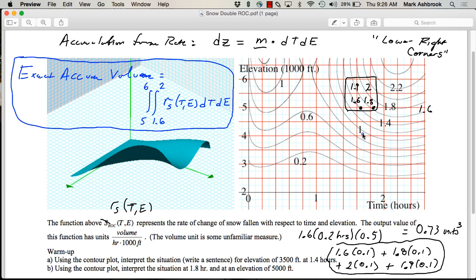Area under the curve, right? We said that's not a profound meaning. That's not a deep meaning, but it is a potential way to apply integrals. So what's this going to look like then? Volume under the surface. Volume under the surface.